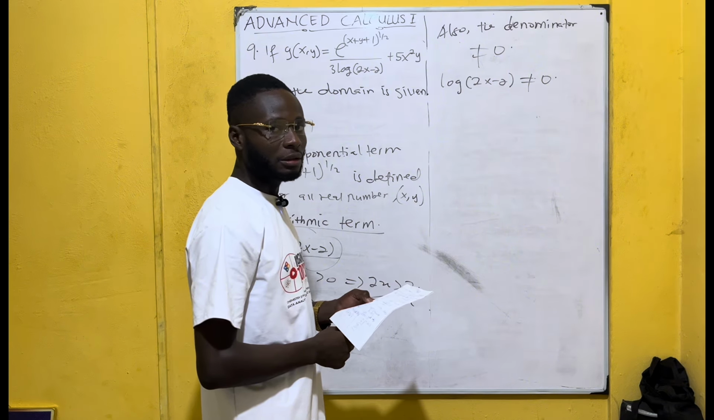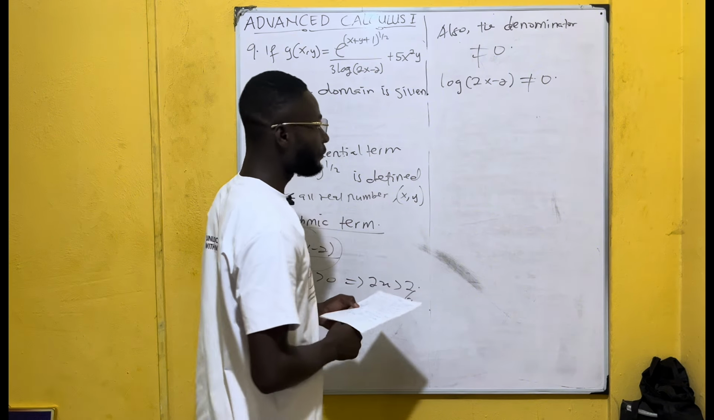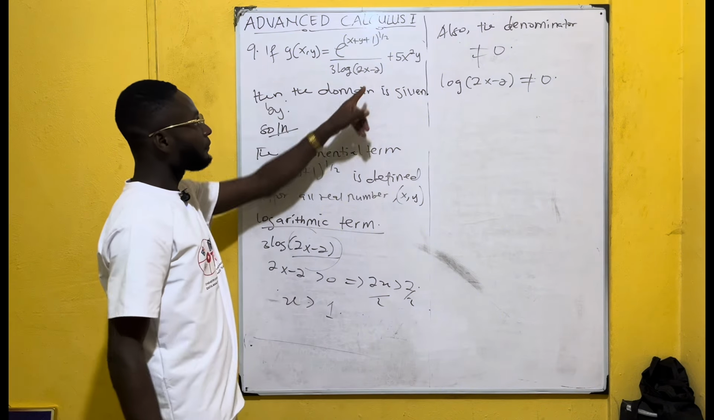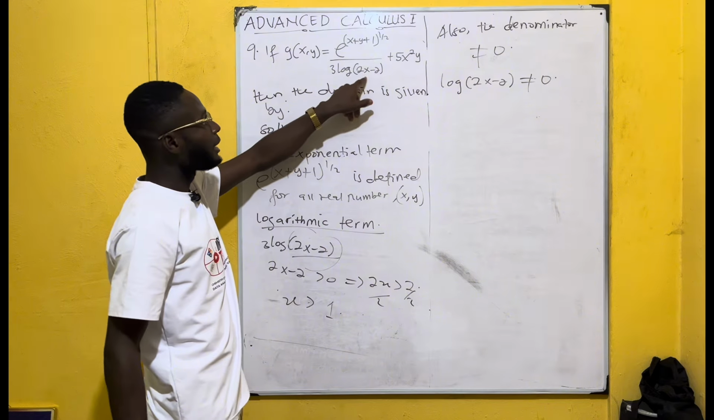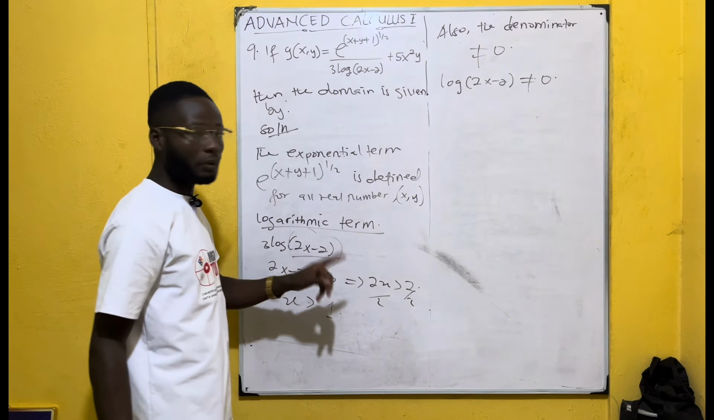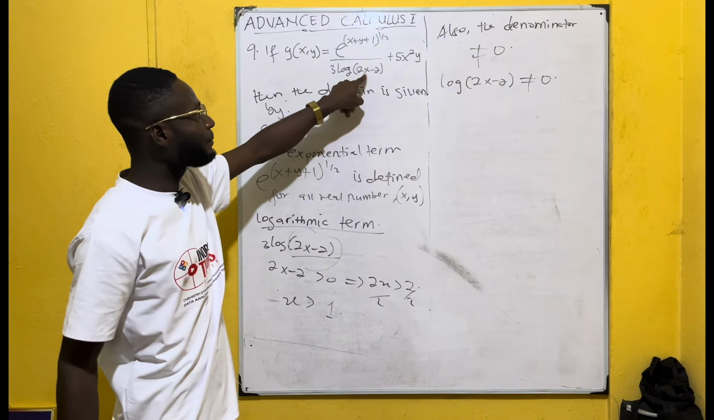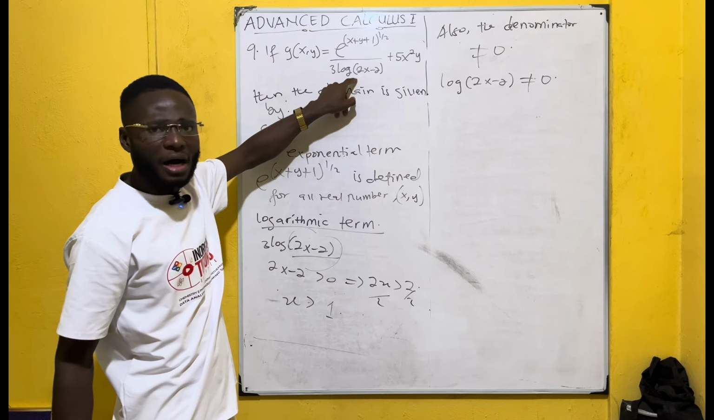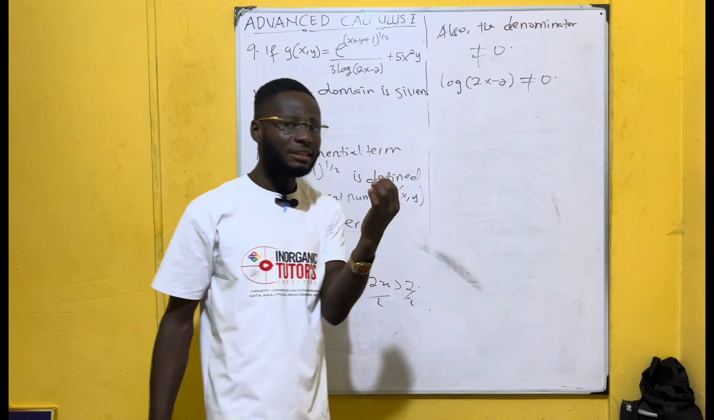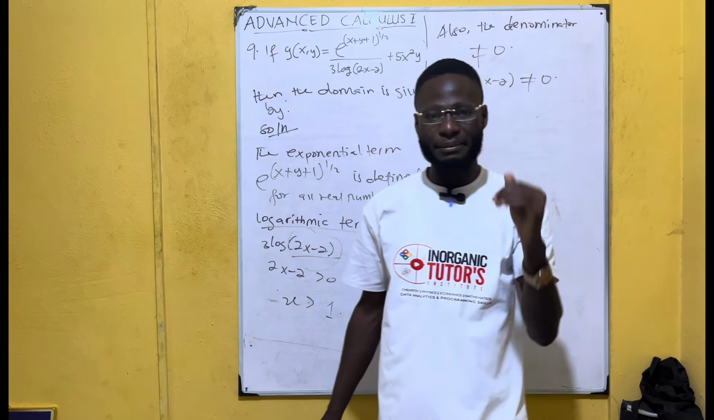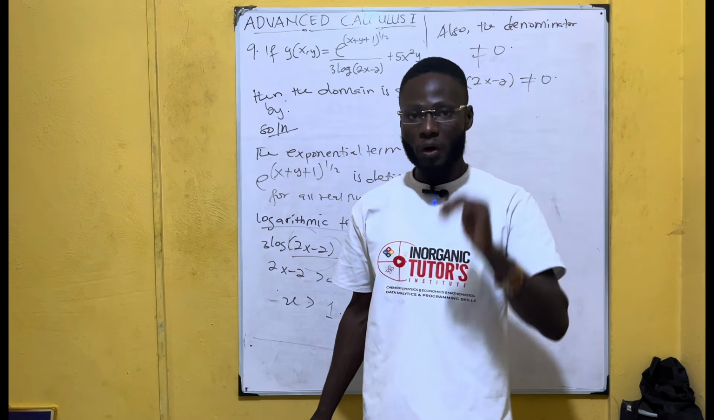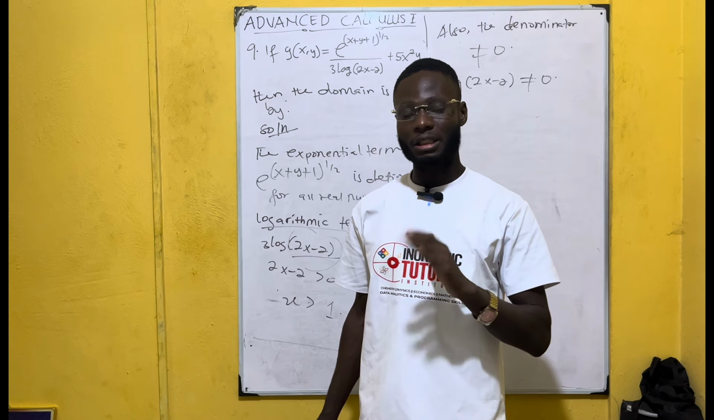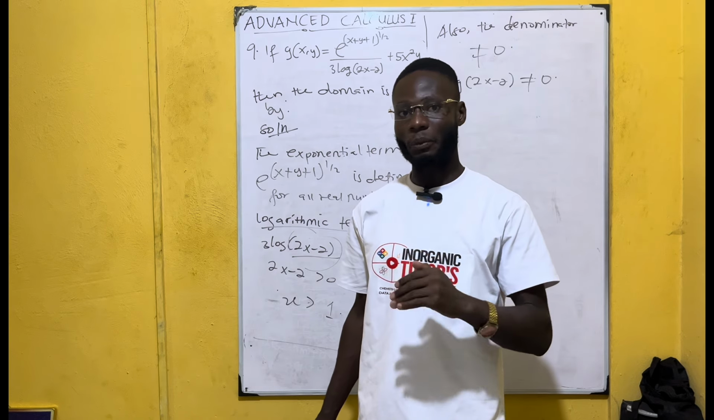Not to be what? Equal to positive 1, right? Because if we ask x to be positive 1, then it means that this part is going to be 0. And we don't have log of 0. Log must begin from 1. So log of 1 will give you 0, the same as ln 1. Ln 1 is 0.